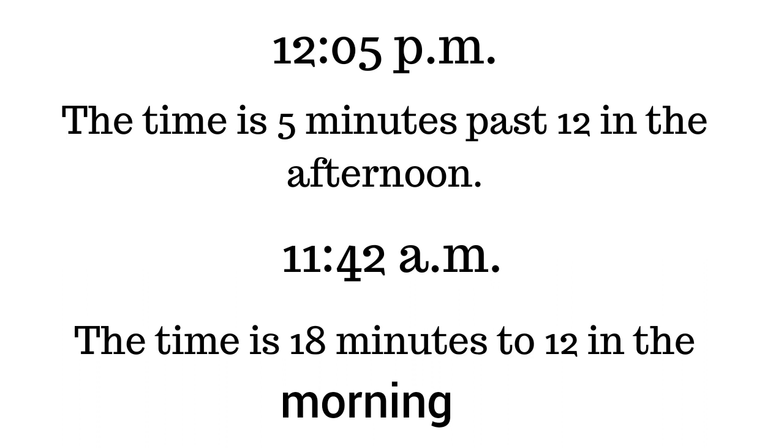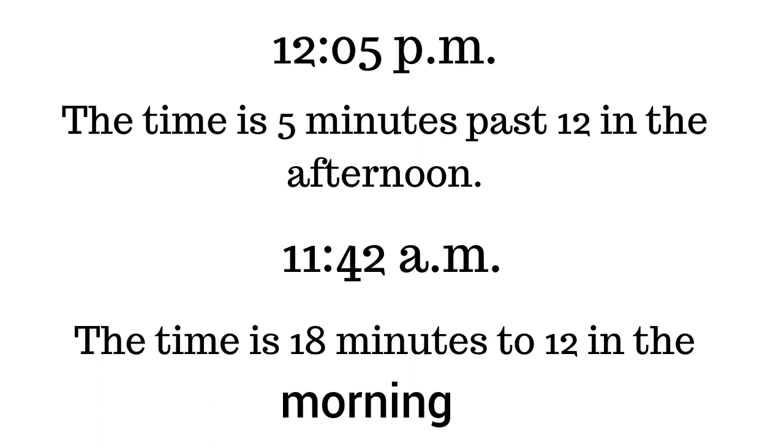Now, because 5 is just a single digit, and the minutes must be represented using 2 digits, that is why we have 05. So it would be wrong for you to write 12.5. It would be wrong. Anytime you're writing a digital version of the time, please ensure that the minutes is written as 2 digits. So if it's a single digit, 1, 2, 3, 4 to 9, simply add 0 in front of it. So the time here is 5 minutes past 12 in the afternoon.